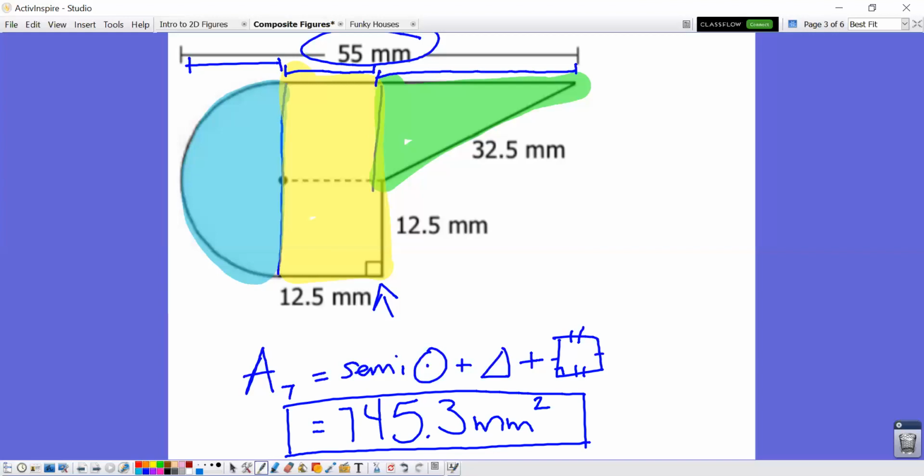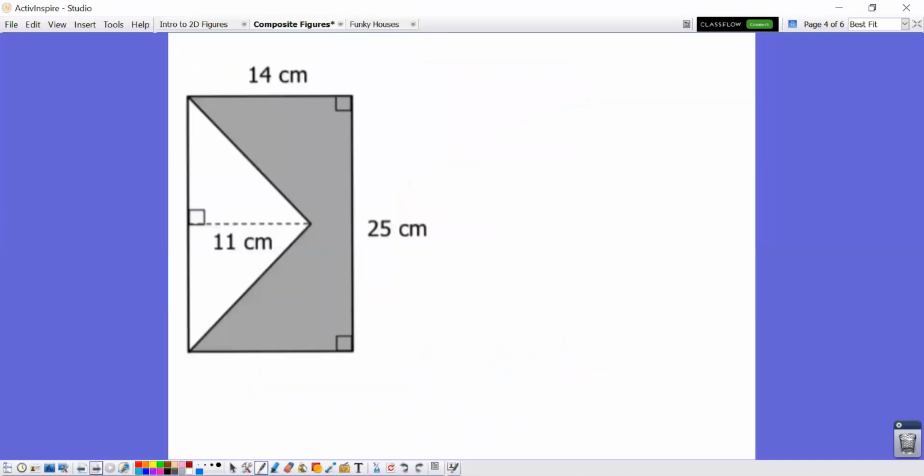Okay, so in all of these examples, we were combining areas. We had two or three pieces that we are clumping together to form a bigger shape. Now that's pretty simple. We can pretty intuitively see that. But there's a second kind of composite figure.